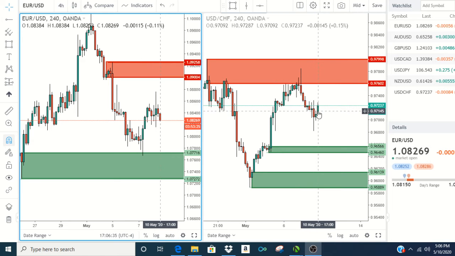And currently, as of right now, the markets just opened up and we see a bullish candle on the USD Swiss franc and we see a bearish candle on the Euro USD. So that's more evidence of negative correlation.